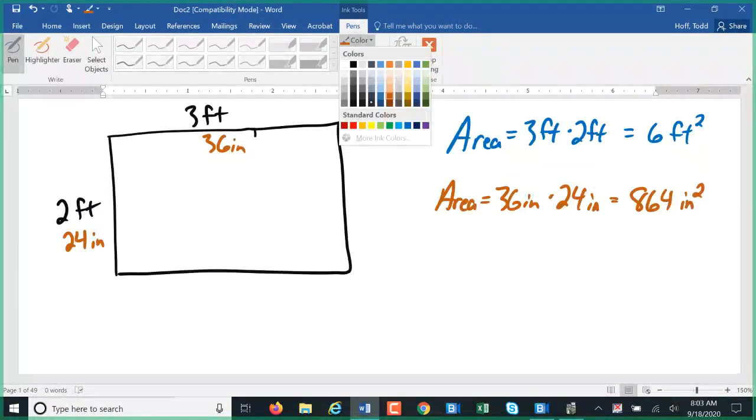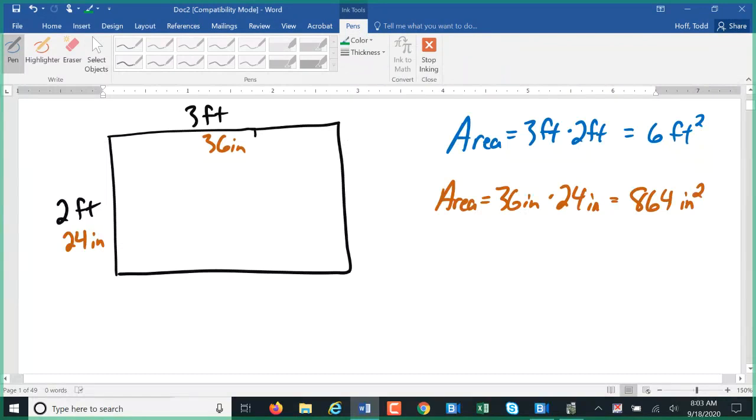Now, if we look at that, our linear conversions definitely don't hold. To turn feet into inches, we multiplied by 12, but you don't do 6 times 12 is 72. That is nowhere near 864.